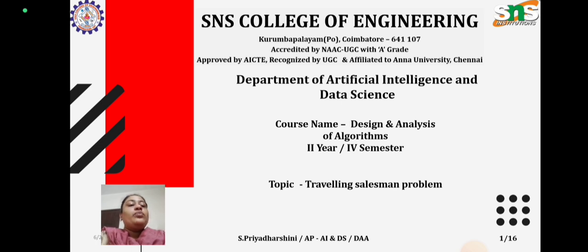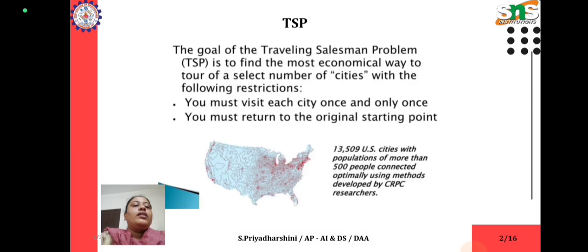So let's see what the traveling salesman problem is. In the traveling salesman problem, TSP, we are given a set of n cities and the distances between every pair of cities. The problem is to find the shortest possible route that visits every city exactly once and returns to the starting point.